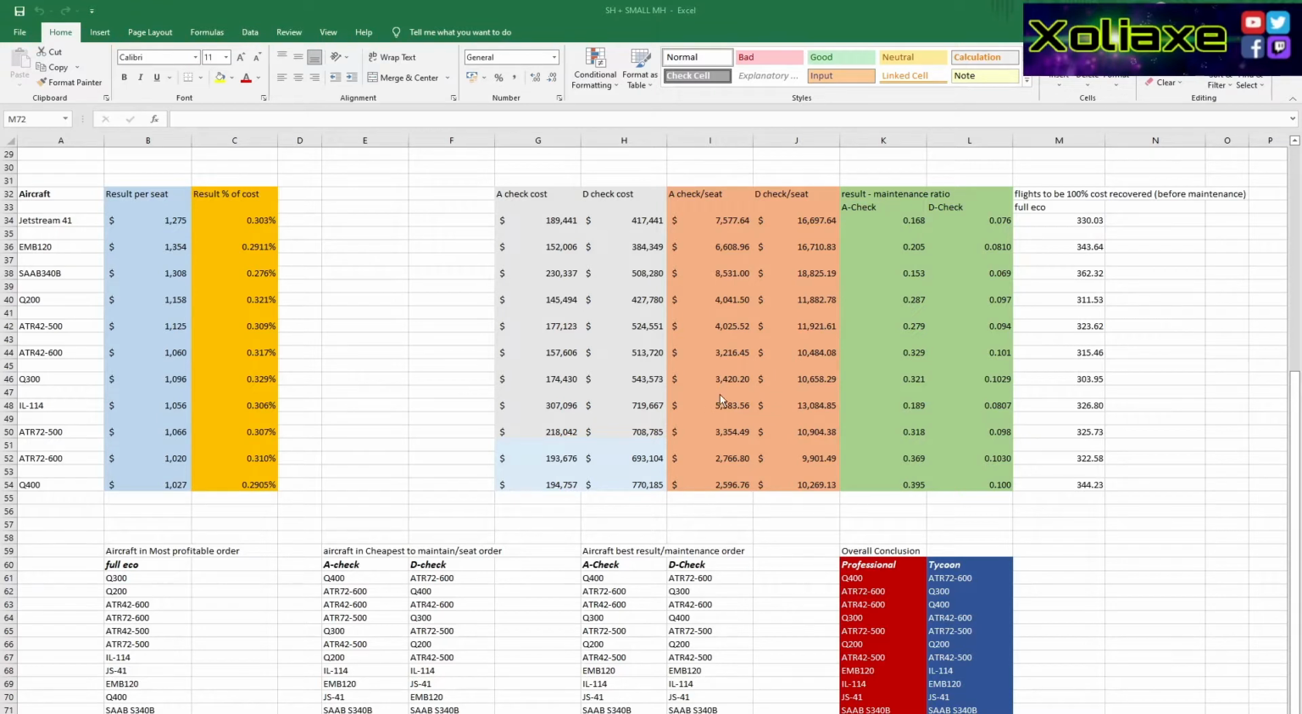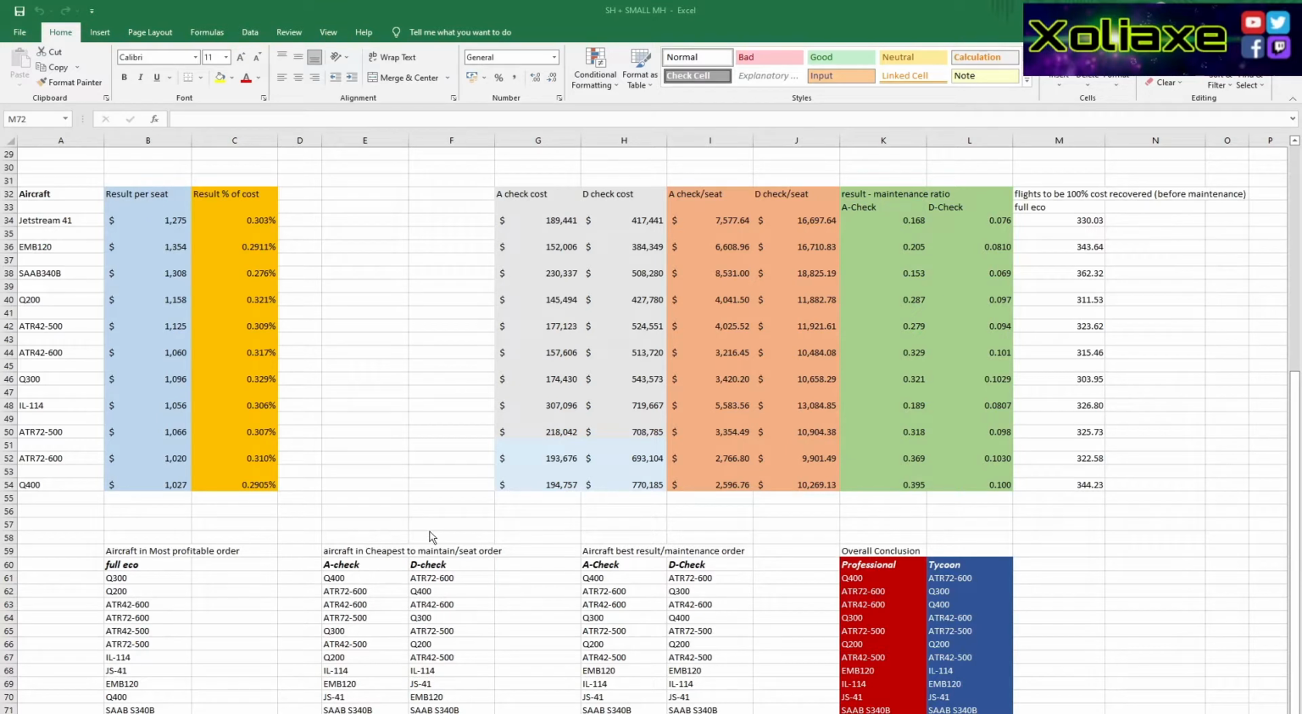Obviously then, as usual, I go into my result to maintenance ratios. This ratio should give you a rough idea of how much money you're going to make, taking into account how much money it's going to cost you to run this aircraft, bringing you the most profitability overall, not just how much money you're going to make, but also taking into account how much money you're going to have to spend to keep it running.